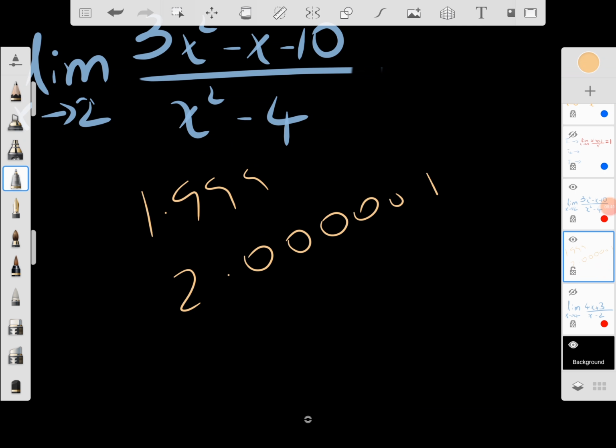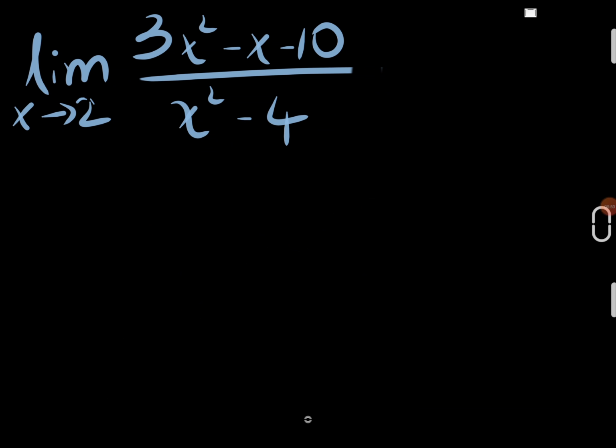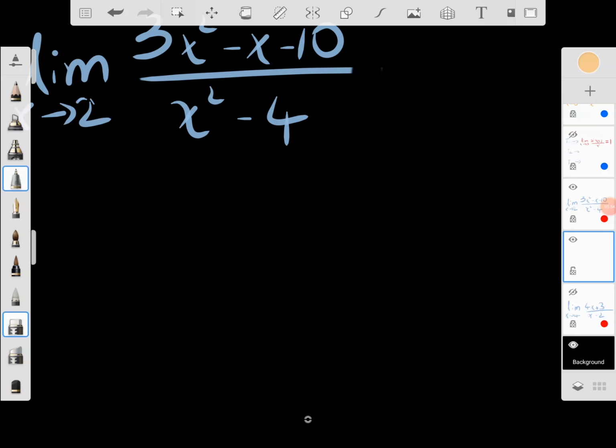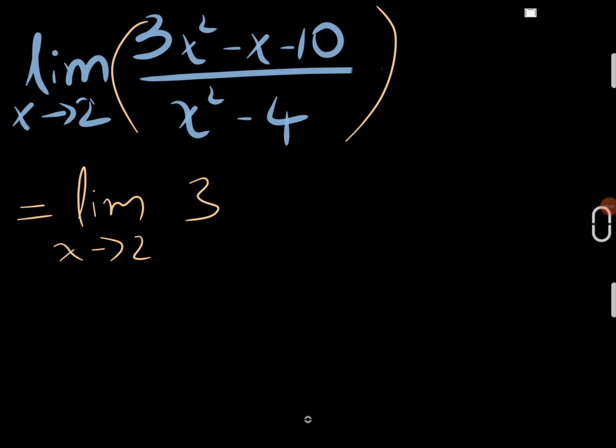But again, using a shortcut method, what we can do is factorize this expression. So it will be limit x tends to 2, or x approaches 2, of 3x squared.